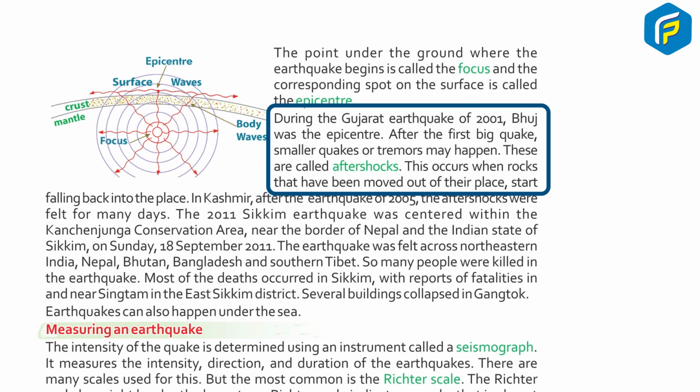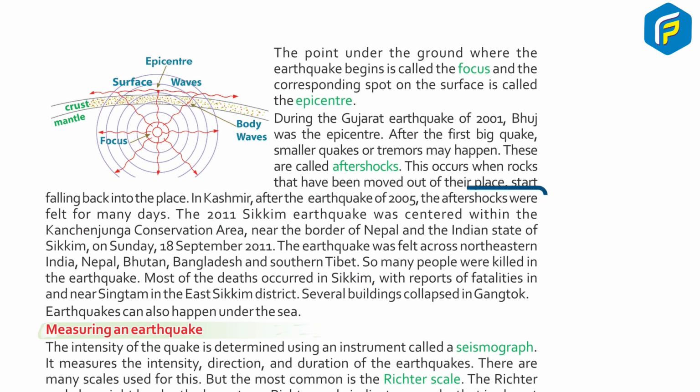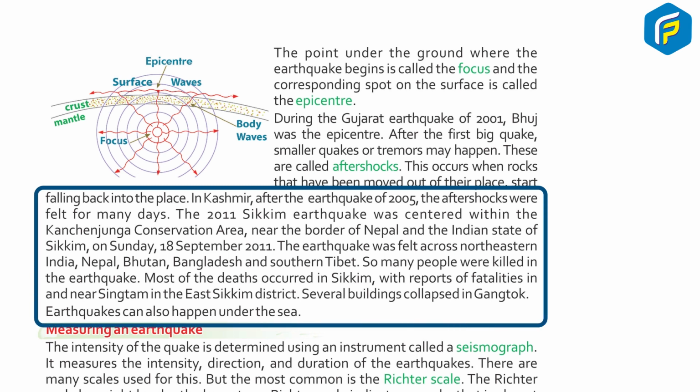After the first big quake, smaller quakes or tremors may happen. These are called aftershocks. This occurs when rocks that have been moved out of their place start falling back into place. In Kashmir, after the earthquake of 2005, the aftershocks were felt for many days.